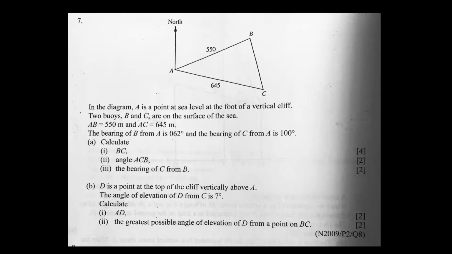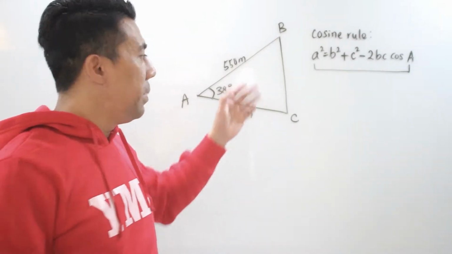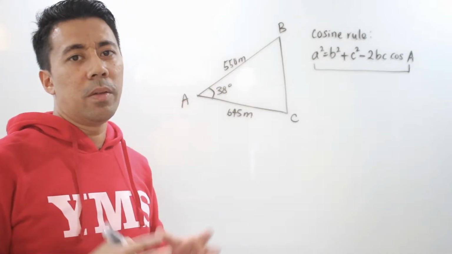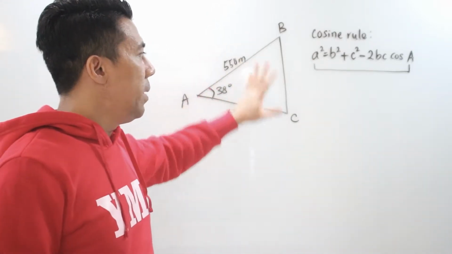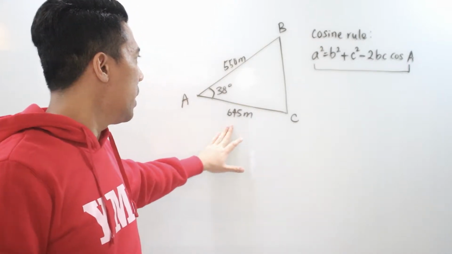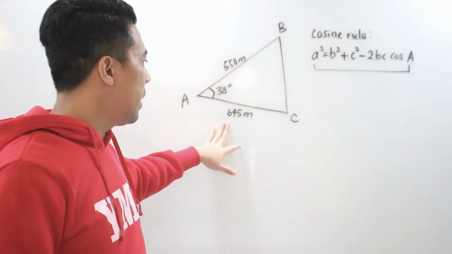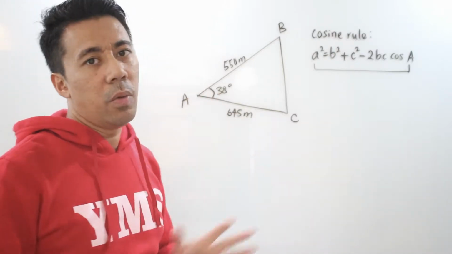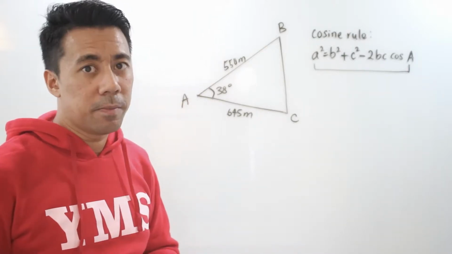Part A. Calculate part 1, BC. To solve for the length BC, I have redrawn the triangle so that we'll be able to see the information better. So the triangle ABC is shown as such, with side AB 550 meters, side AC 645 meters, and the angle in between, or what we call the included angle, is 38 degrees.